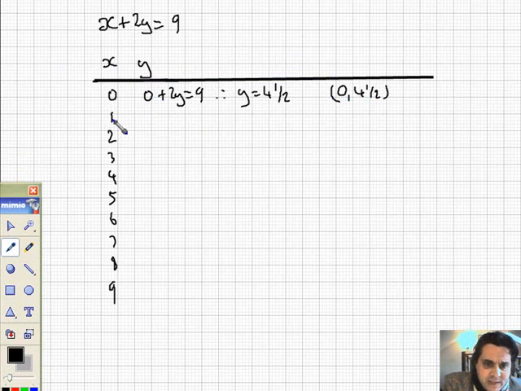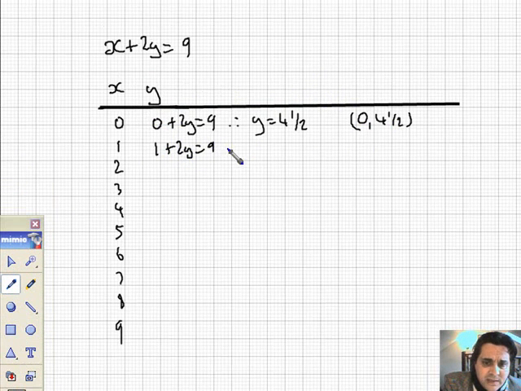It's not difficult. So now substituting the 1 in the x value, x plus 2y makes 9. Therefore, what you do, you take the 1 away from the 9, so you've got 2y equals 8, and y is going to be therefore 8 divided by 2, which is 4. I've got the point 1, 4. Looks like it's going down in halves, doesn't it?